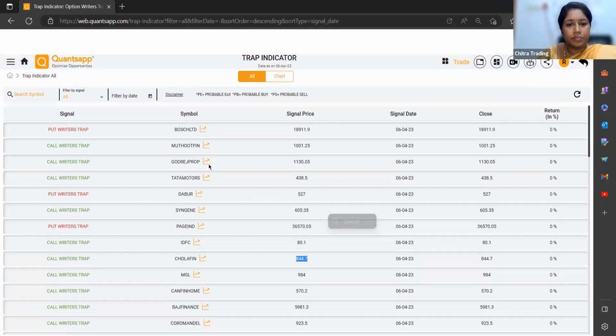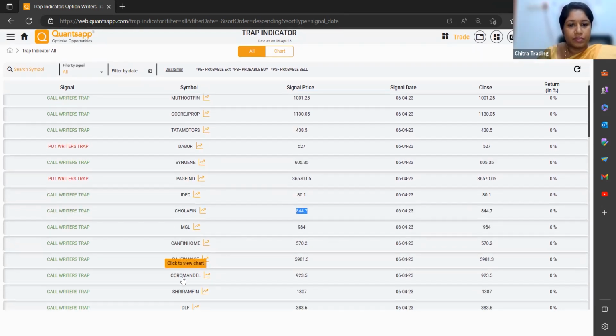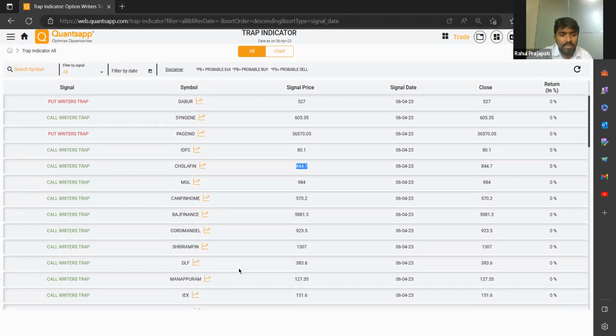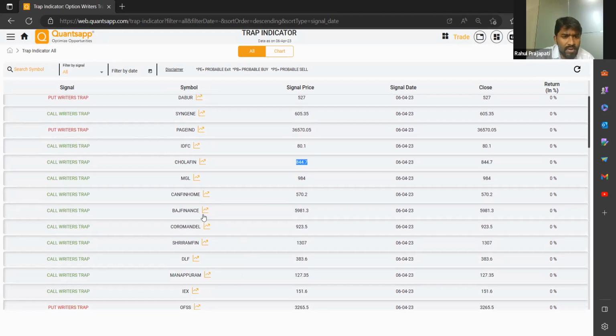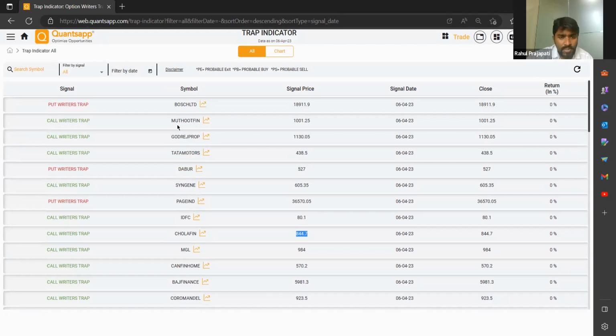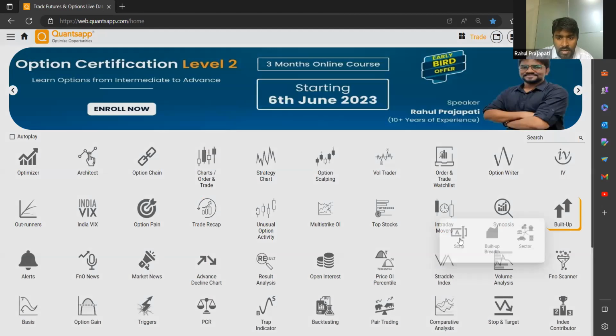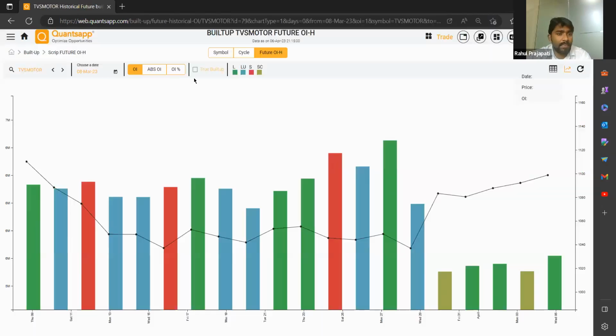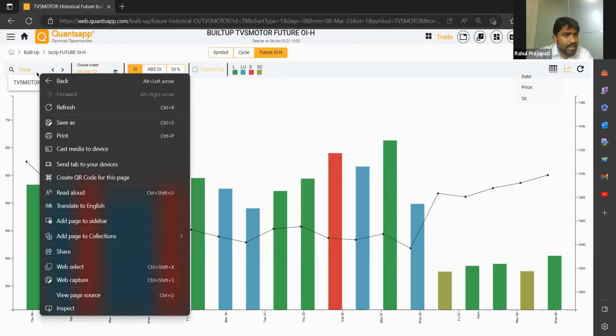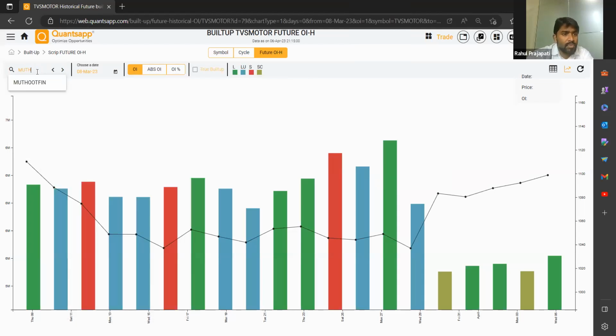Let's say if I just check it, we were checking Muthoot Finance. So for additional data understanding, you can see Muthoot Finance in the built up data. For your conviction, if you just want to improvise on this a bit, I'll just write Muthoot Finance.